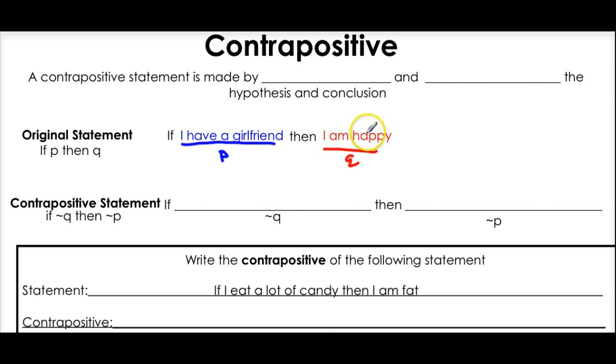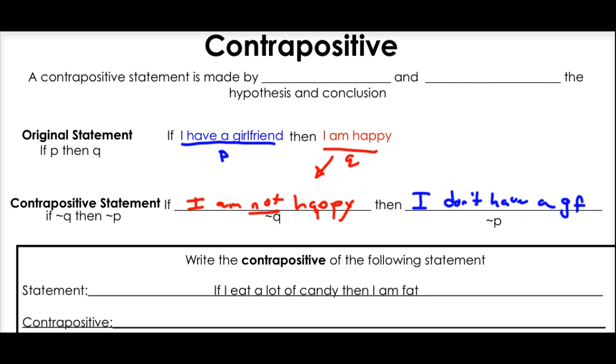But the contrapositive is going to be first, I'm going to switch them and then negate them. So I am happy, it's going to go this way, and it's going to be if I am not happy. So you see what I did there? I took my Q and I negated it, so it's not Q. So if I am not happy, then I don't have a girlfriend. So it's both a switch and negation. All right, you do both in this case.